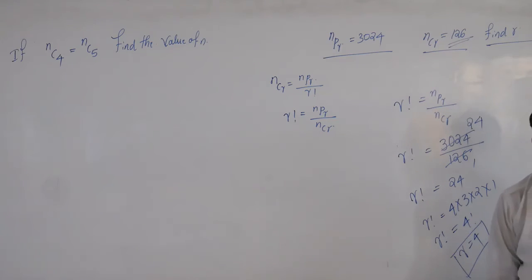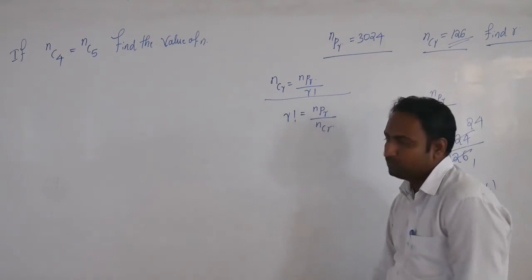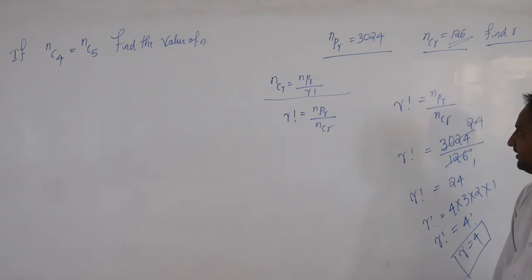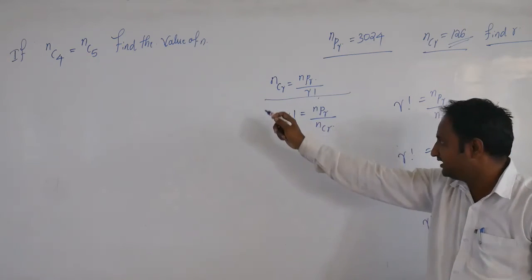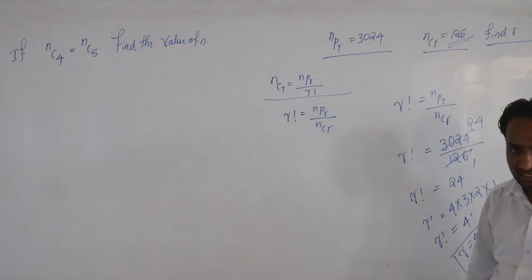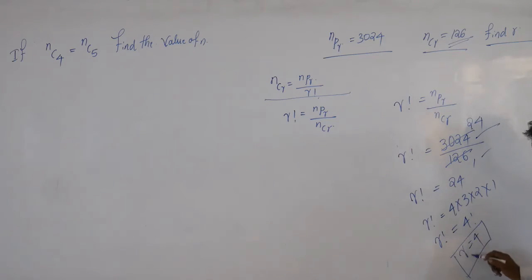Here nPr is equal to 3024 and nCr is equal to 126. Find the value of r. We know the formula nCr is equal to nPr divided by r factorial. Shifting r factorial to this side, we get nPr divided by nCr. Substituting each value, we get r is equal to 4.